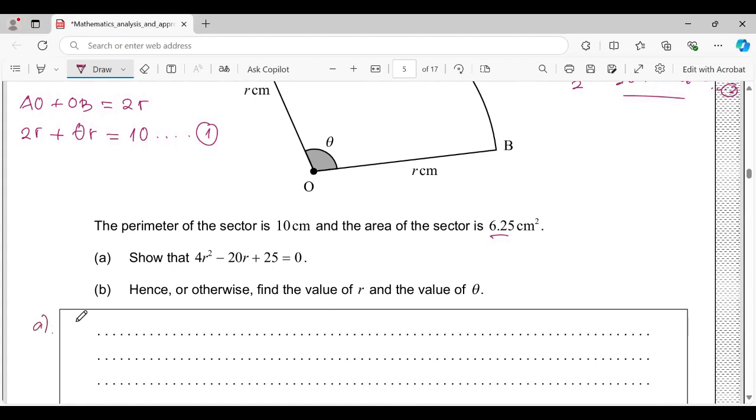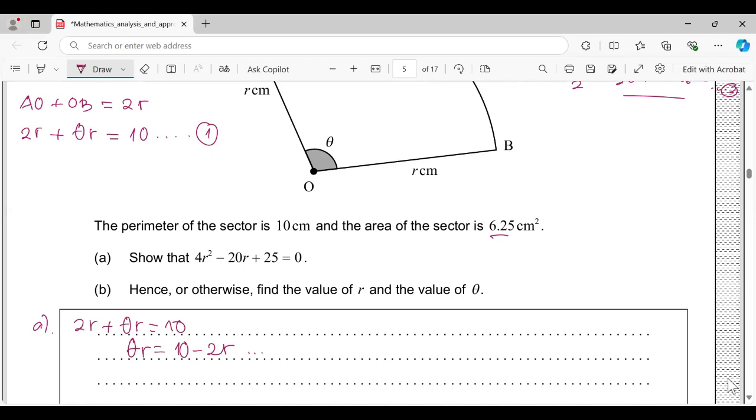Okay, now we can determine this equation. What we have to find is R. So 2R plus theta R equals 10, and the second is, oh, I mean, theta R equals 10 minus 2R, okay? Yeah, just theta R equals 10 minus 2R.